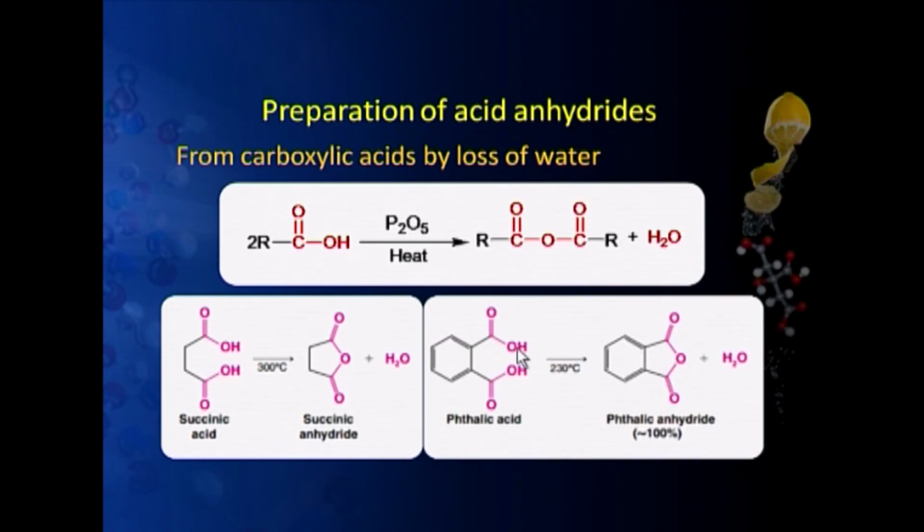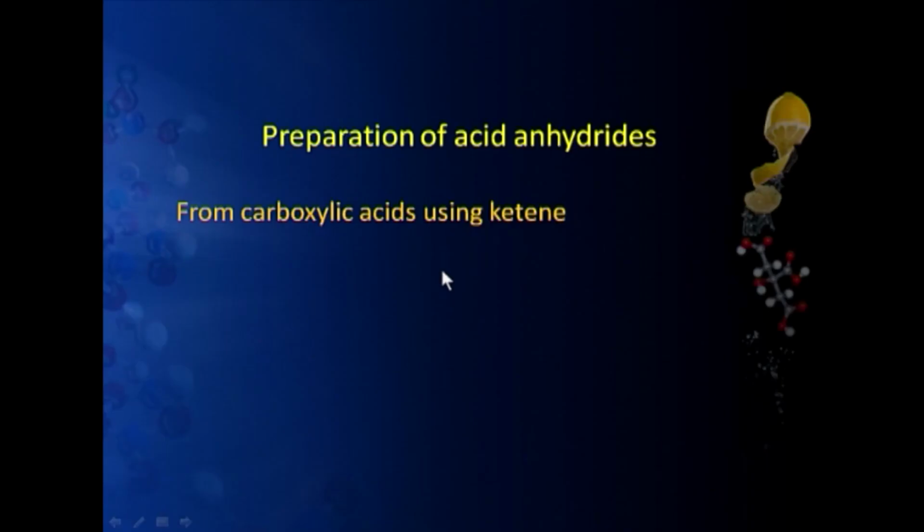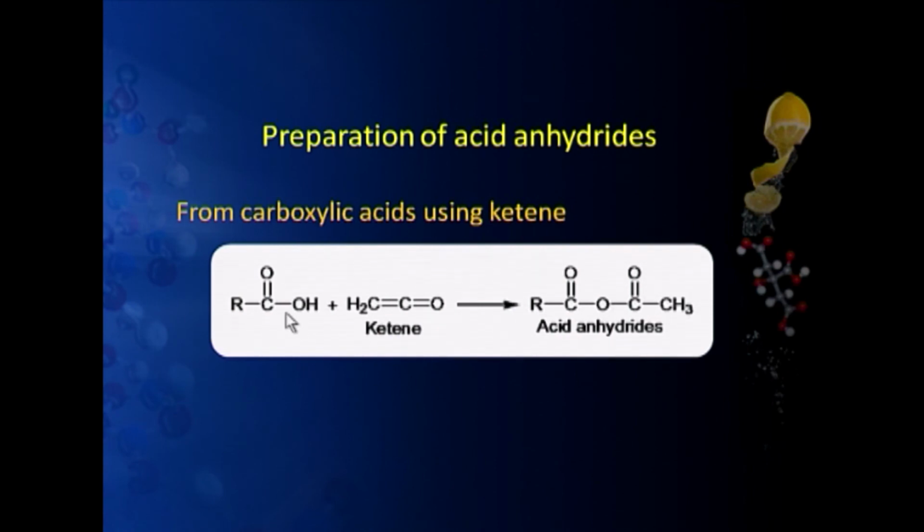Similarly, phthalic acid, which has two carboxyl groups ortho on the benzene ring, also on heating loses a water molecule and we get phthalic anhydride. So, dicarboxylic acids give these anhydrides a bit easily. Then carboxylic acids can also be converted into anhydride using ketene, but in this reaction we will get anhydrides which on one side will have only the acetic acid part, such as any acid RCOOH when it is reacted with ketene. Ketene is a compound CH2=C=O.